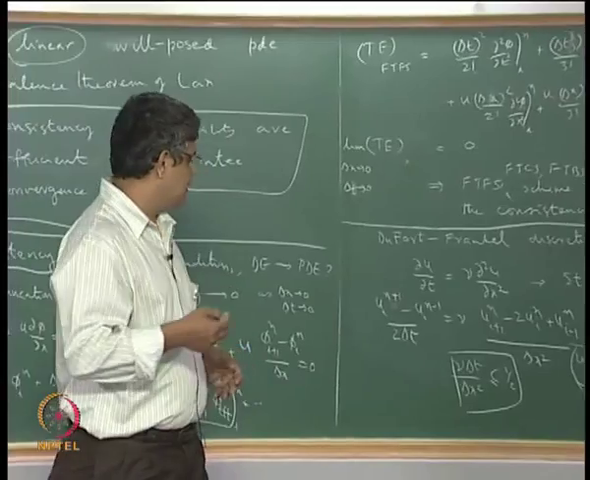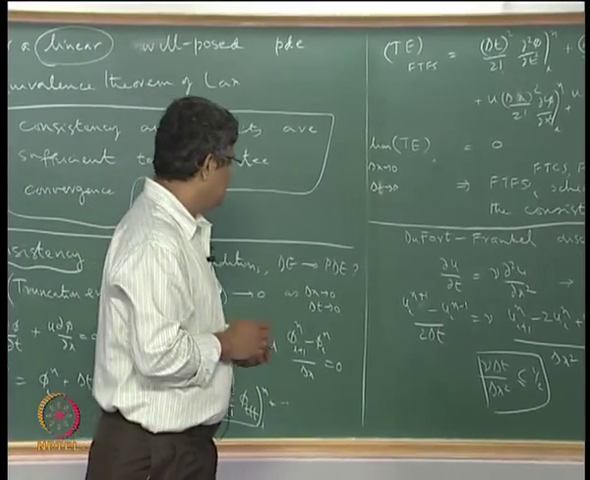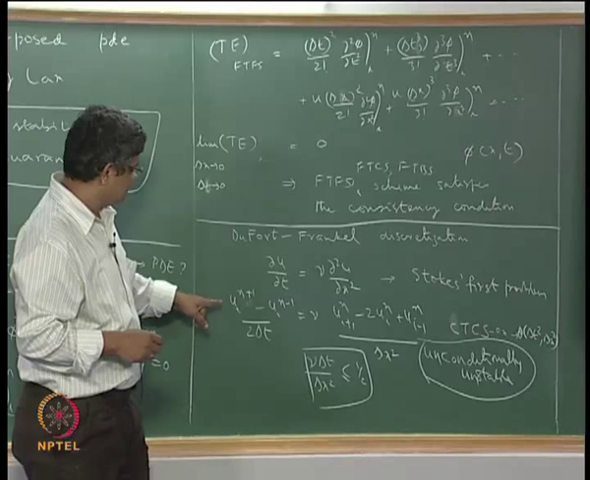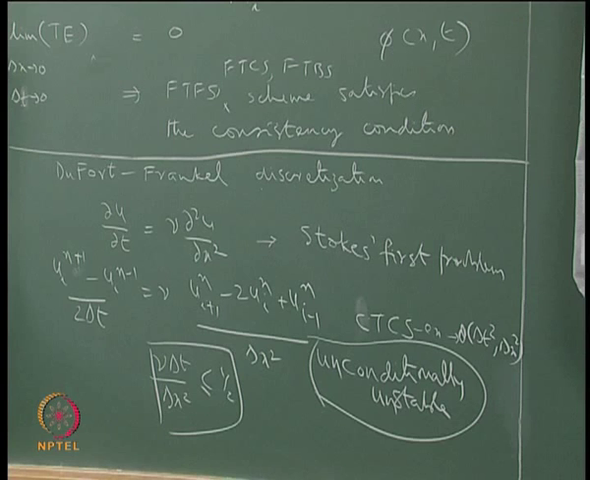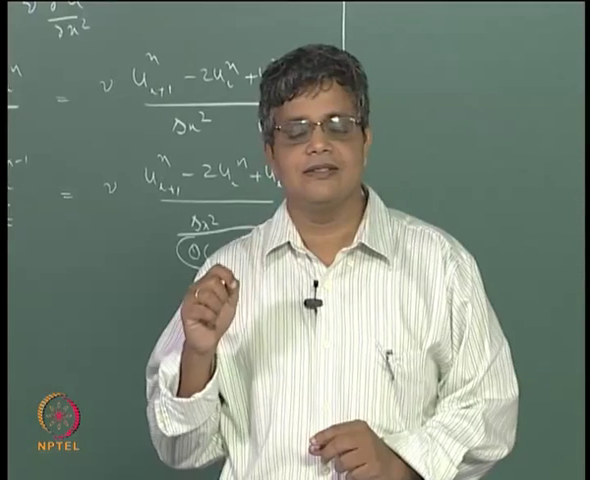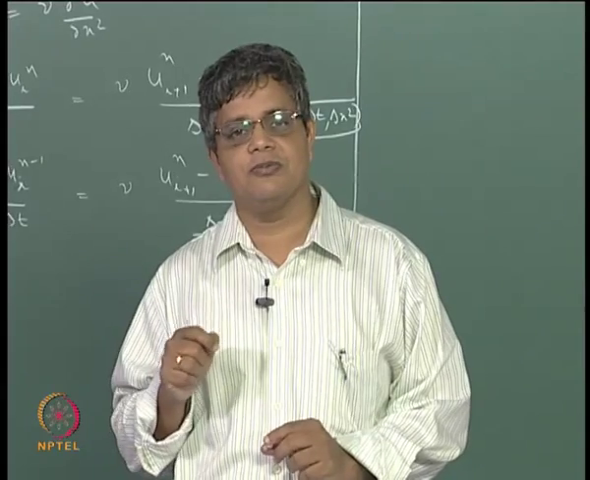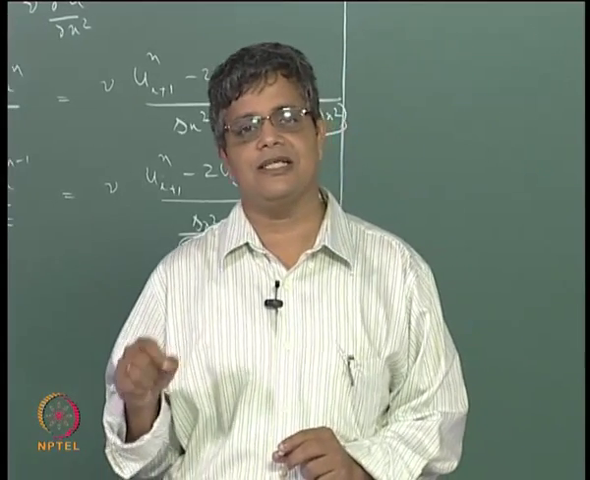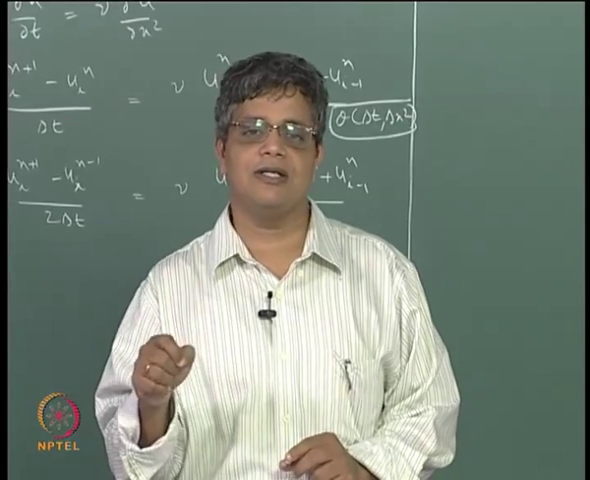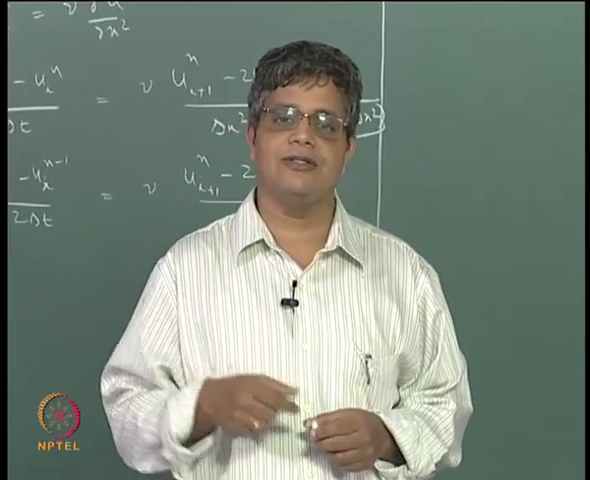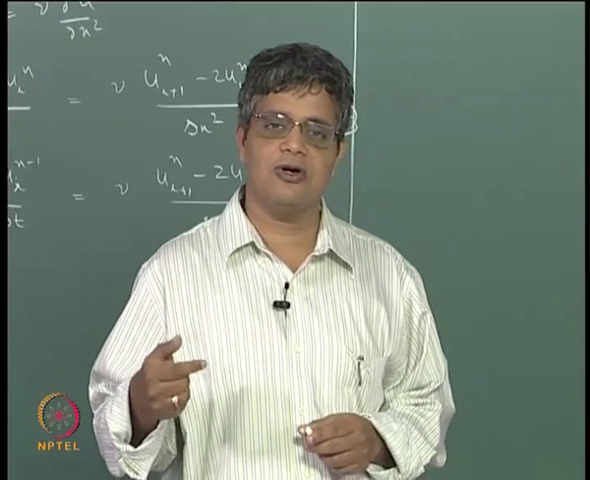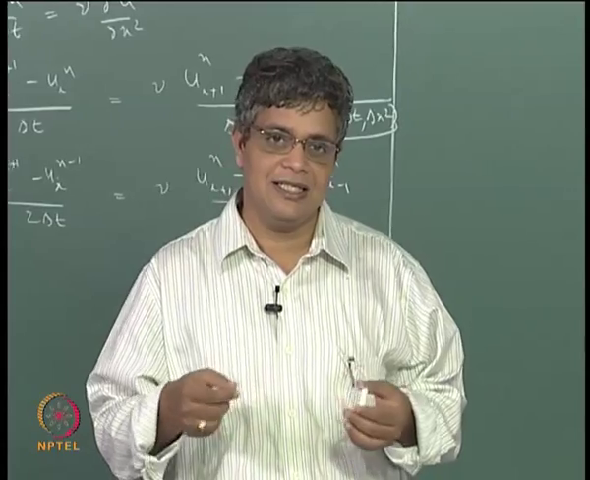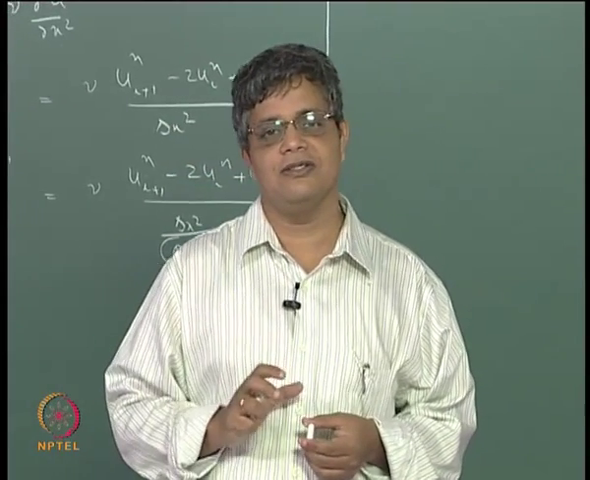So if you want higher accuracy, a second order accurate scheme, then this is obviously not correct. This is where Dufort and Frankel stepped in. If you look at the Stokes first problem, the FTFS scheme, which is only first order accurate, is conditionally stable, while central in time and central in space is second order accurate but has become unconditionally unstable. Therefore, if we want to increase the accuracy in time, we have to compromise on the overall solution itself.